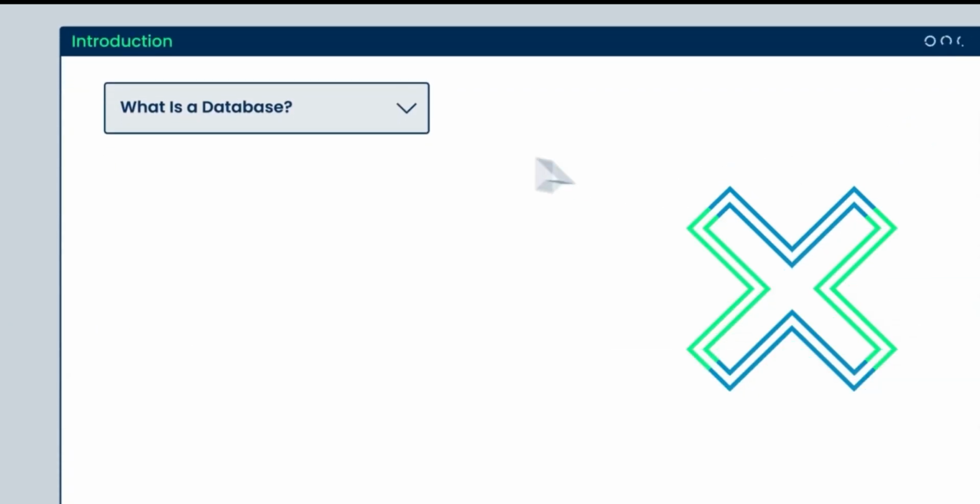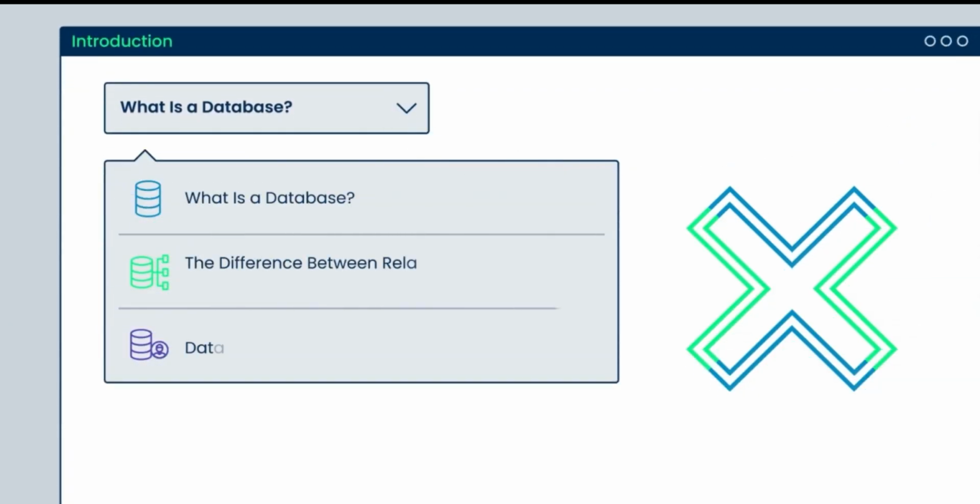Here, we will learn about databases. We'll start by understanding what a database is and explore its purpose and benefits. Then we'll differentiate between relational and non-relational databases, and finally, we'll take a look at how they are used in various roles.